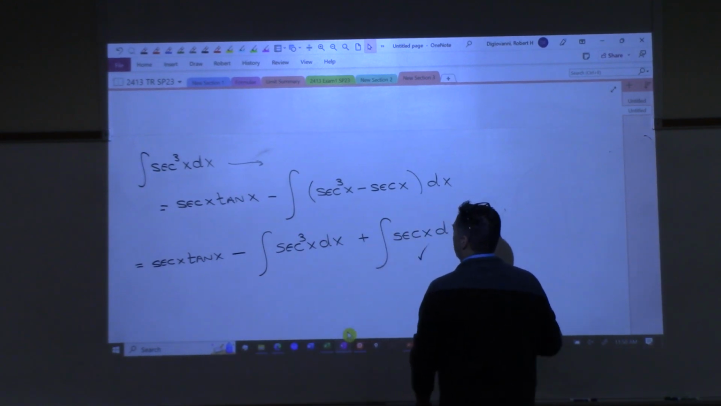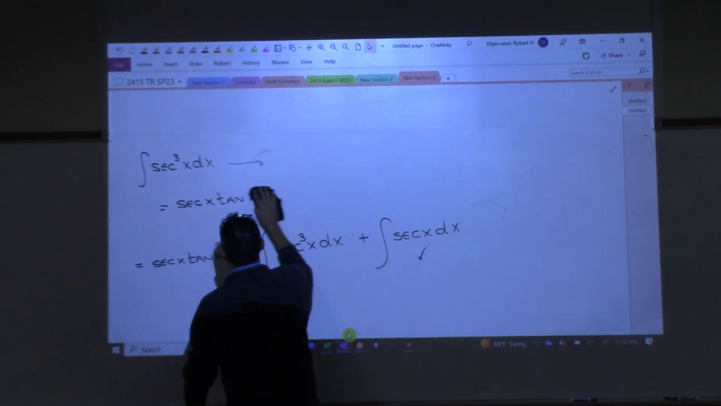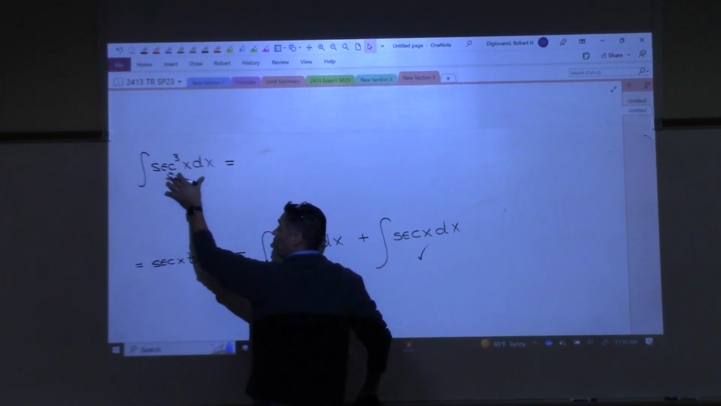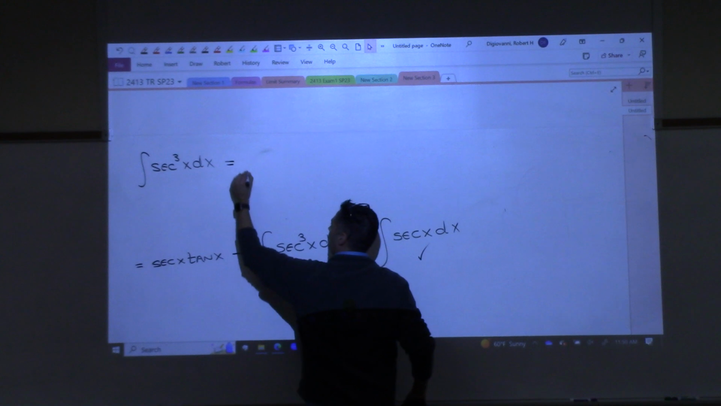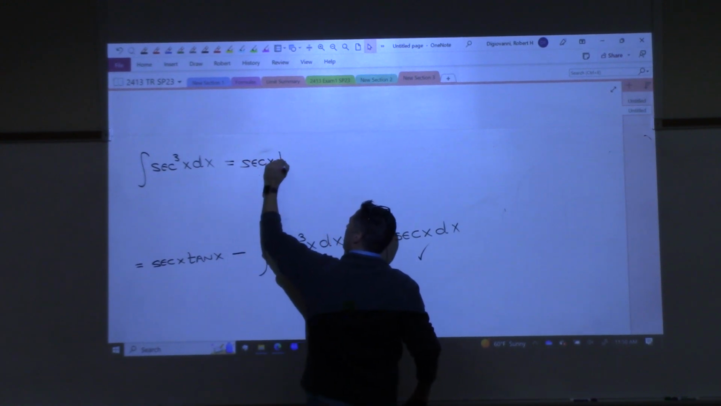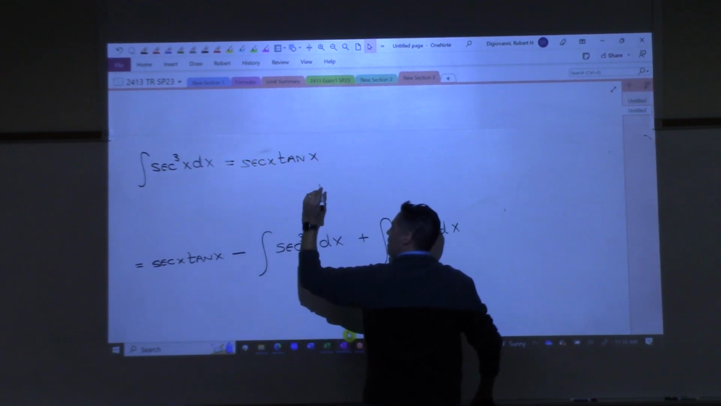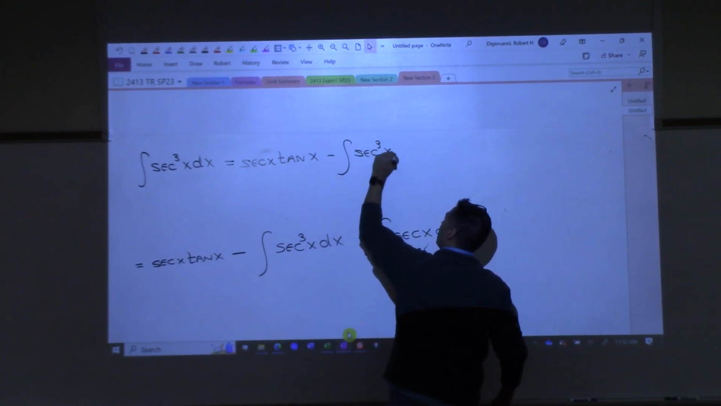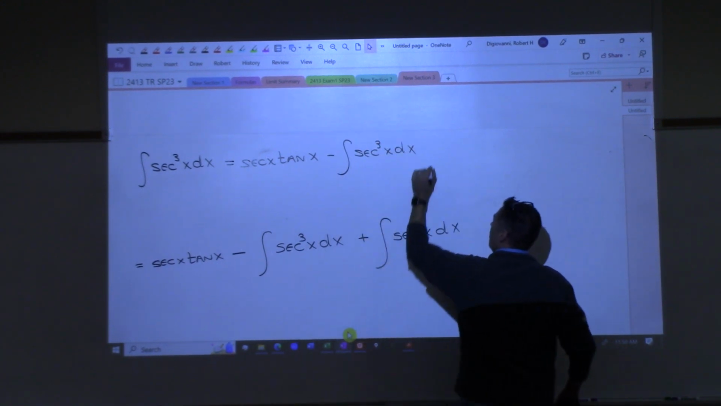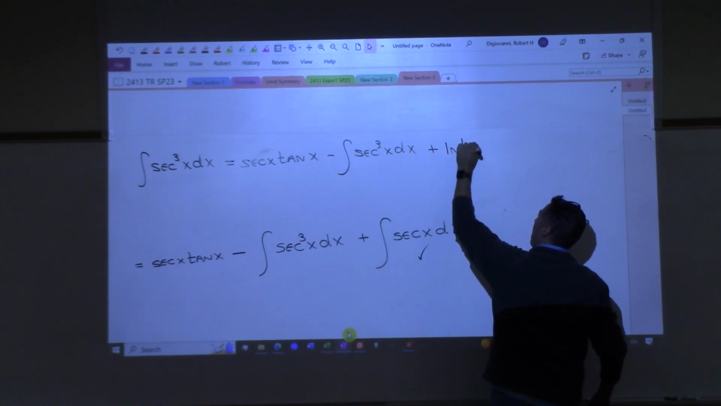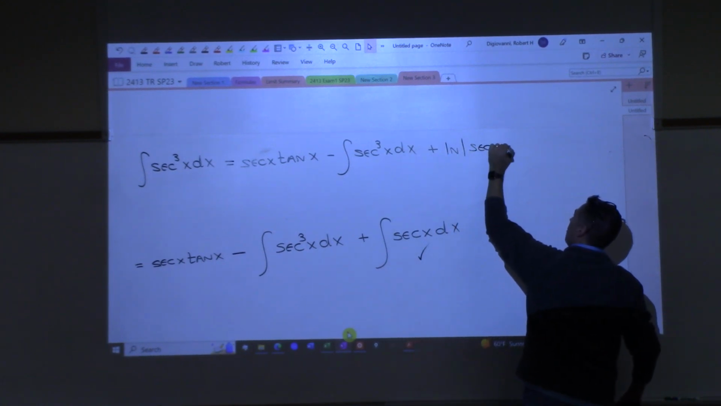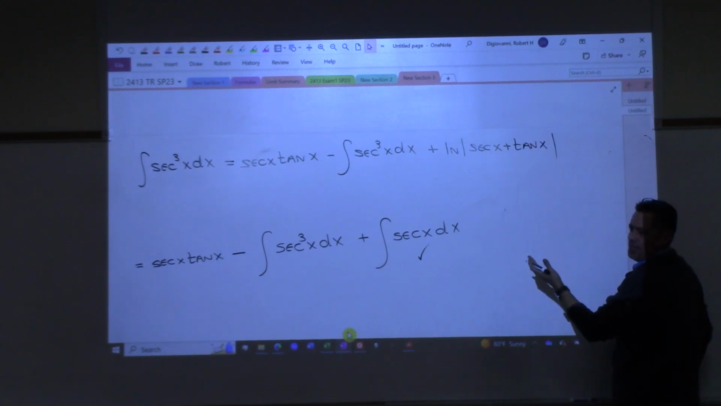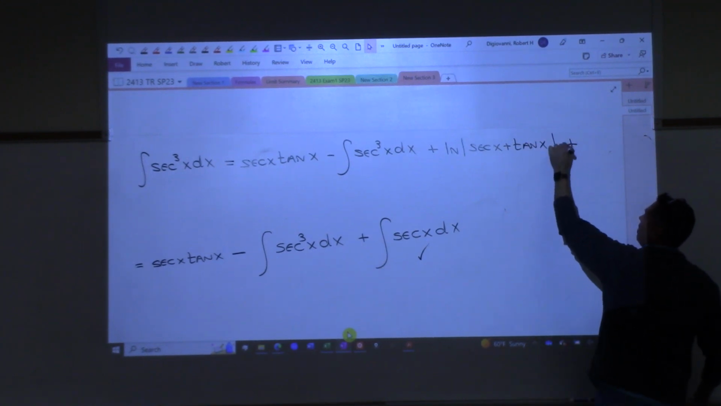So let me write my next line. Here's where we are. I'm going back to the original problem. This equals secant x tangent x, minus the integral of secant cubed x dx, and then plus the natural log of the absolute value of secant x plus tangent x. And then I'm going to have a plus c at some point, so I'm going to put it here.